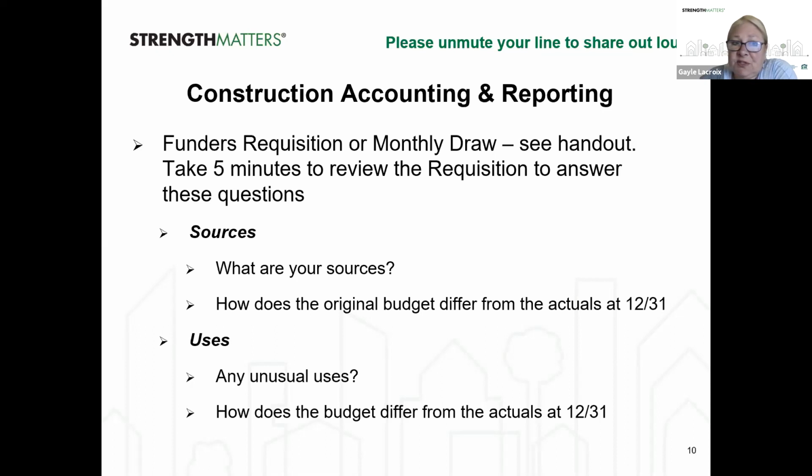So what you want to do is just take a few minutes and take a look at your sources, which is down below the uses in this particular format. It doesn't have to be. So you want to take a look at all your sources down below and then all of your uses up above, and take a look at how the original budget compares to the final total, which is at 12/31. Then take a look at your uses and do the same thing. Anything unusual you see for uses that you want to point out, and how does the budget differ?